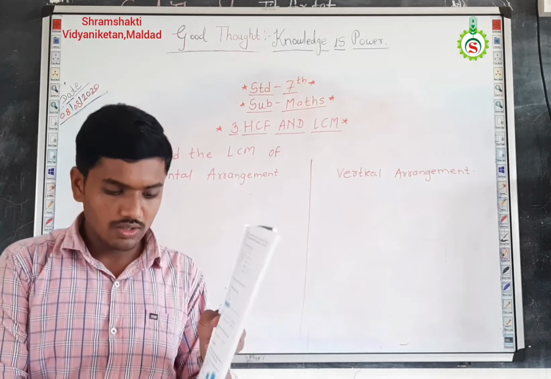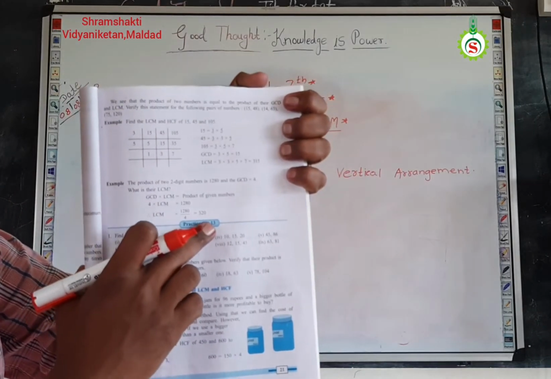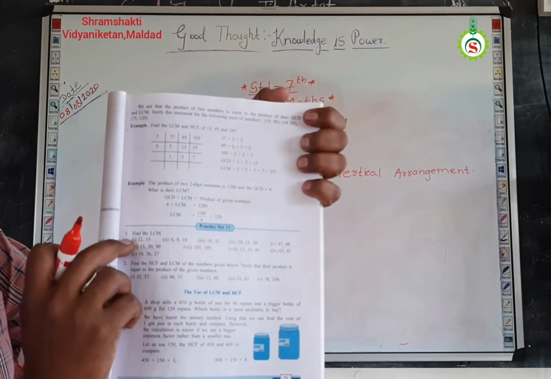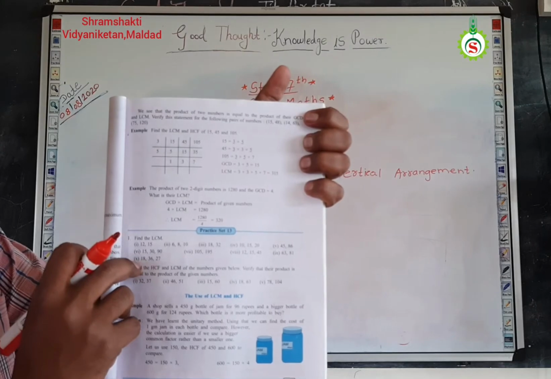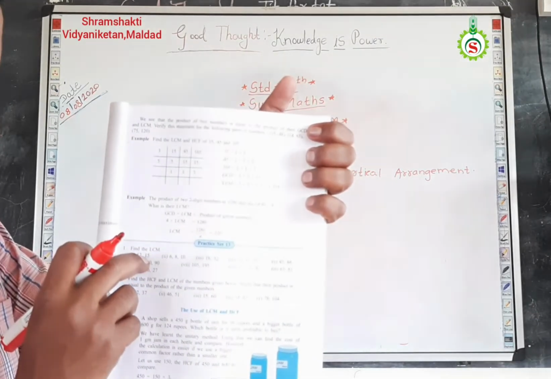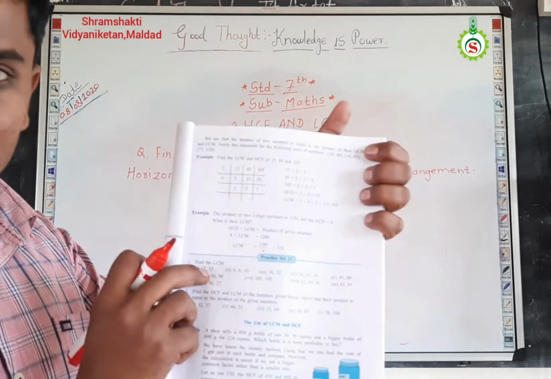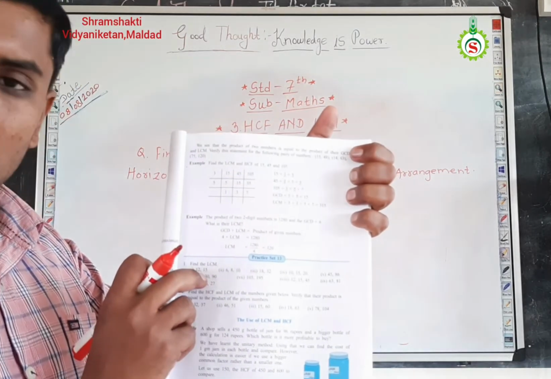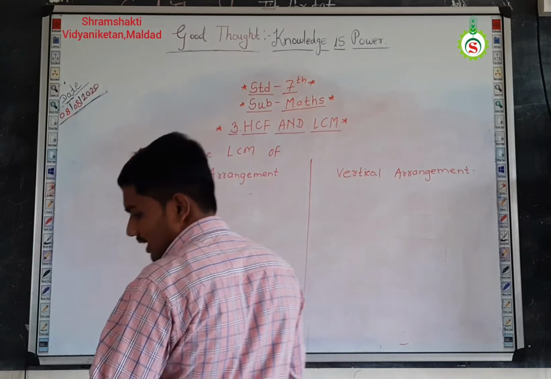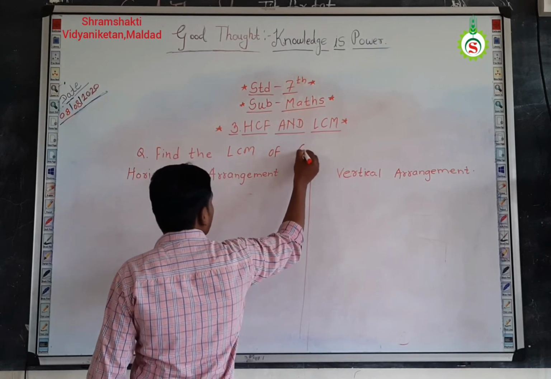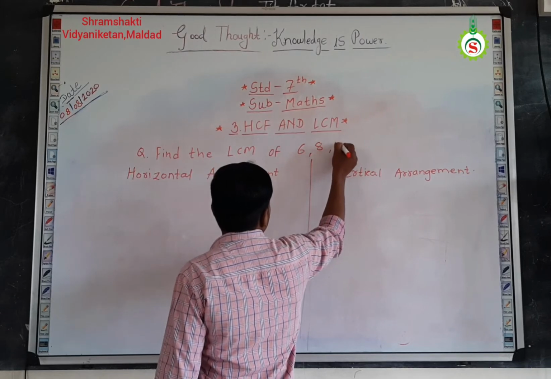From your book, on page number 21, there is practice set 13. Out of that practice set 13, question number 1 is find the LCM. You have to find the LCM for 10 examples. Out of that, the first example we have taken, that is LCM of 12 and 5, and we found the LCM by both arrangements, horizontal and vertical. Now next example we will also take. So which is the next example? Find the LCM of 6, 8 and 10.